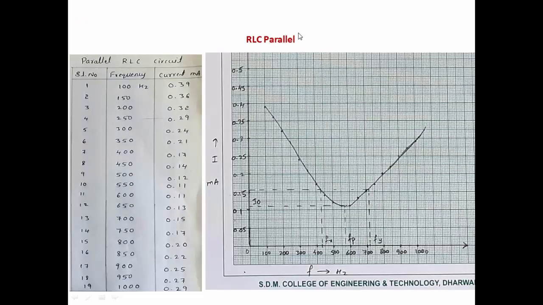Similarly, for the parallel RLC circuit, as you increase the frequency in the circuit, the current goes on decreasing. Here it starts at 0.392, and we have reached down to 0.11 for a particular frequency. With further increase in the frequency, the current goes on increasing. Okay. Similarly here, the minimum current observed at a particular frequency is known as the resonant frequency of that circuit, and I0 into √2 will cut 2 points; draw the perpendicular lines. Fy minus Fx is the bandwidth of the RLC parallel circuit.